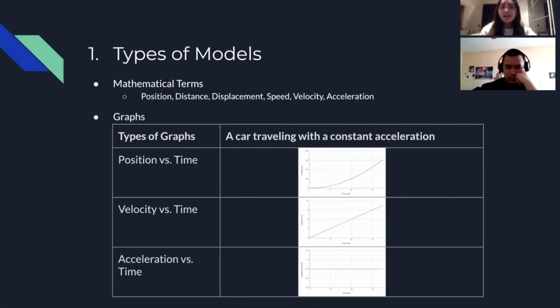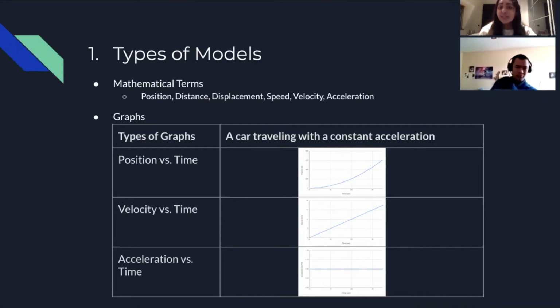Out of these, position, displacement, velocity, and acceleration are vectors because they include a direction, which in other terms can be thought of as having a negative and a positive aspect to it. Distance and speed are scalars, so they will always be a positive number. And the graphs that we also talked about are position versus time, velocity versus time, and acceleration versus time.